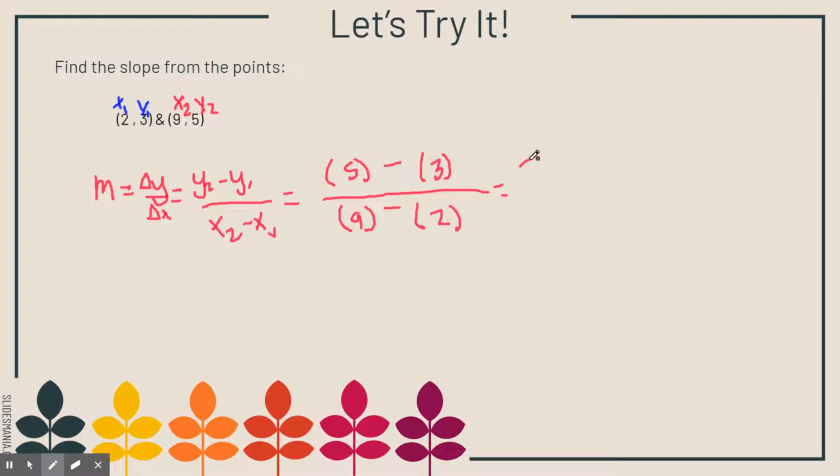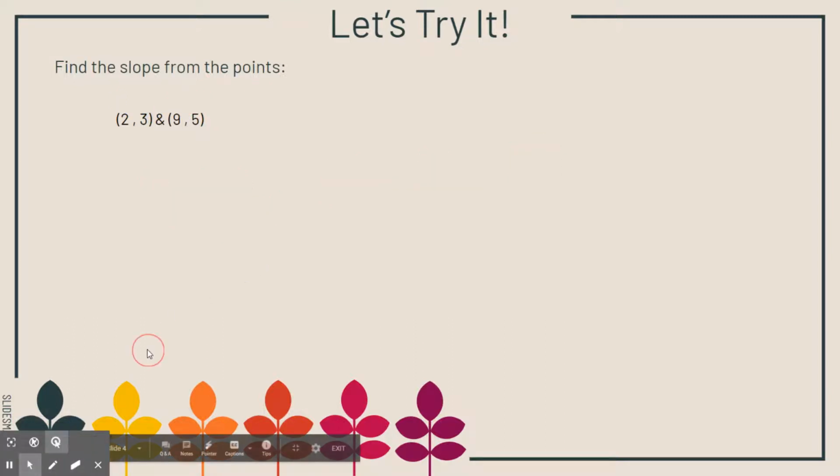5 minus 3 is 2. 9 minus 2 is 7. It is going to produce a fraction at the end. If this fraction was something I could reduce, I would. But since I can't reduce 2 over 7, that's going to be my slope. If you need to pause this or rewind to rewatch what I did, please do so. All right, I'm going to move on now to the next practice problem.